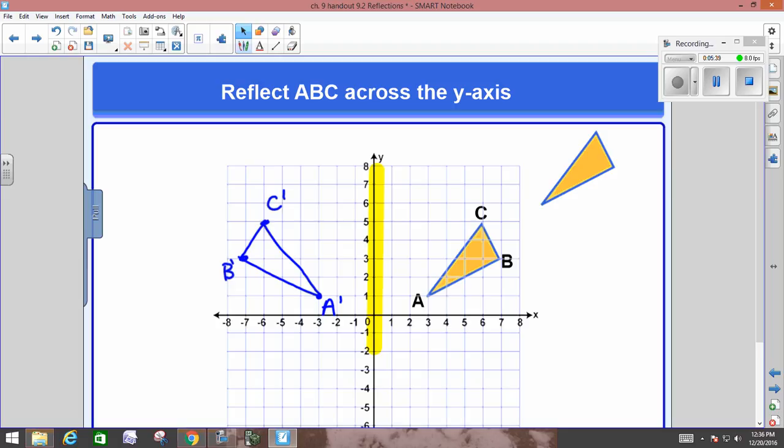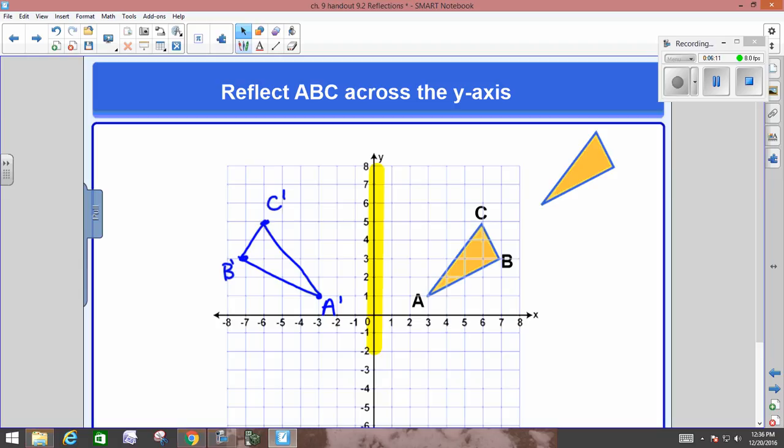Over to the left of your graph, I've given you the coordinates for A, B, and C, and you're supposed to fill in the coordinates for A prime, B prime, C prime. Julia, what would be the coordinate of A prime? Good, -3, 1. Ross, how about B prime? Morgan, how about C prime? You said -6 what? Good, -6, 5.